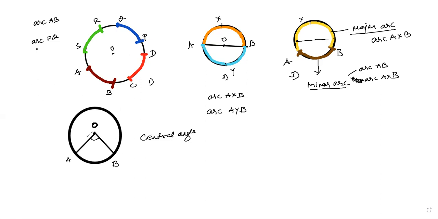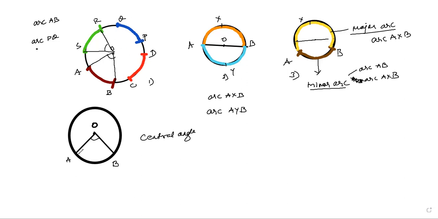Now what I'm saying, just have a look. With every minor arc, we can associate a central angle. Take minor arc AB. If I join the endpoints A and B to the center, angle AOB is a central angle for arc AB. If I join S and R to the center O, got it? Angle SOR is a central angle for arc SR.